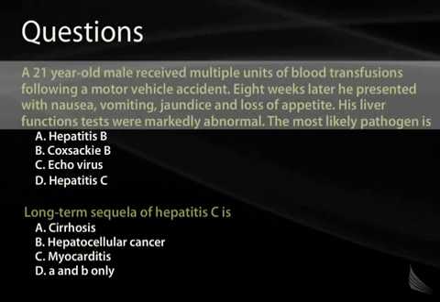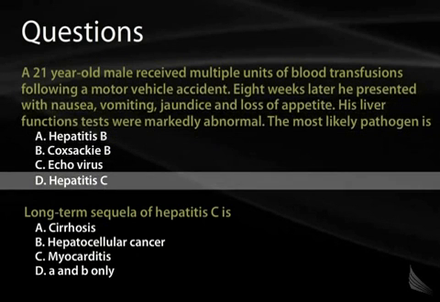Next question. A 21-year-old male received multiple units of blood transfusions following a motor vehicle accident. 8 weeks later, he has nausea, vomiting, jaundice, and loss of appetite. His liver function tests were markedly abnormal. The most likely pathogen is... This is hepatitis C. He has hepatitis from a blood transfusion. We screen for hepatitis B in all of our blood, and we're getting better at screening for hepatitis C, but historically it's going to be the one that's most common.